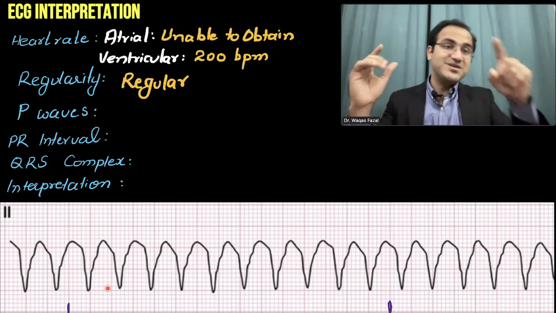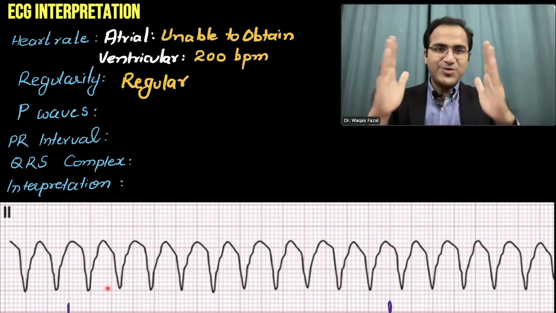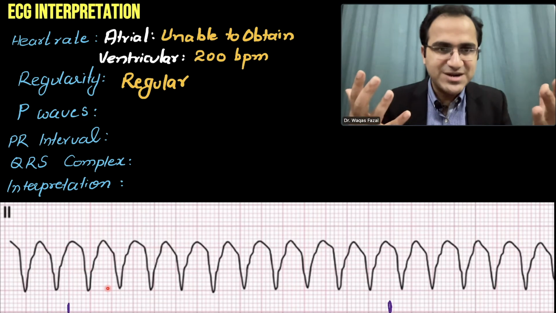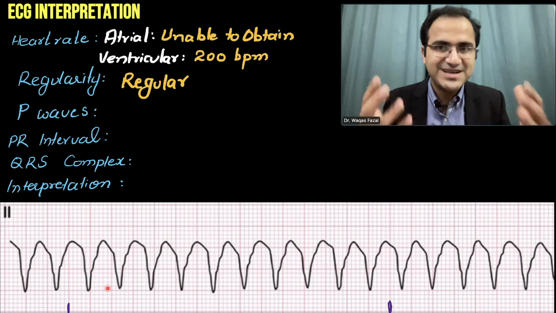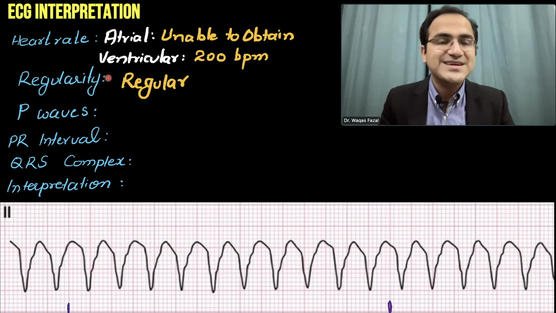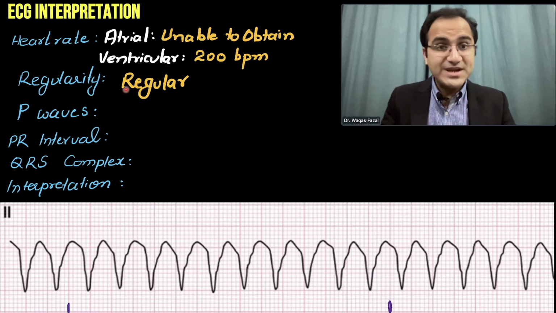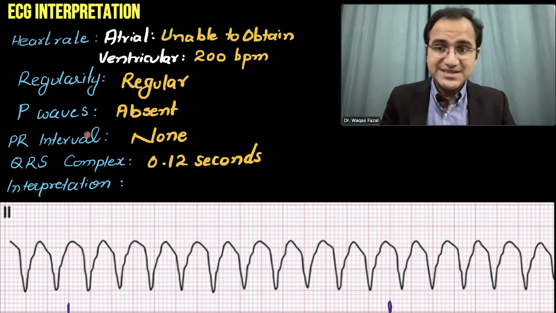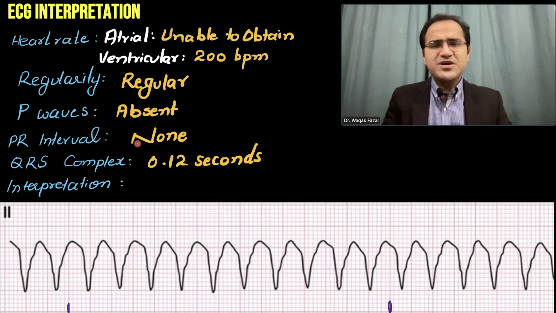The answer multiplied by 10 is equal to the heart rate. 20 multiplied by 10 is 200 beats per minute. 200 beats per minute is the ventricular rate in this rhythm by the 6-second method. Regularity is regular. P waves are absent. The PR interval we cannot calculate, as we do not have the P waves.